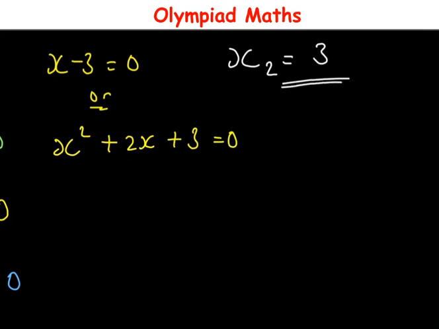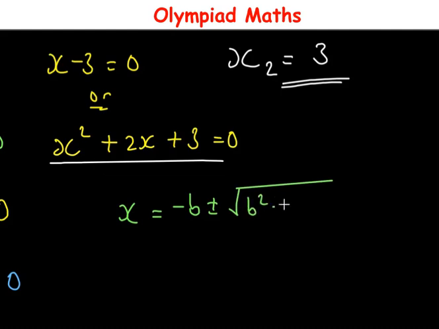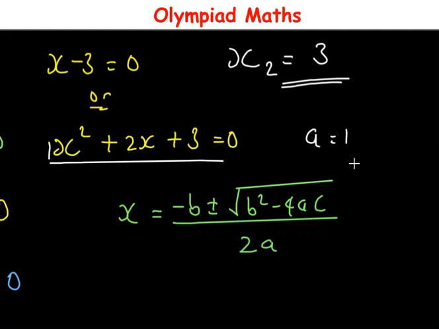Now, for this other equation, which is a quadratic equation, to solve for x, we're going to make use of the quadratic formula. And the formula is given by x is equal to minus b plus or minus square root b squared minus 4ac all over 2a. And in this equation, the value of a is equal to the coefficient of x squared, which is 1. The value of b is the coefficient of x, which is plus 2. And the value of c is the constant, which is plus 3.